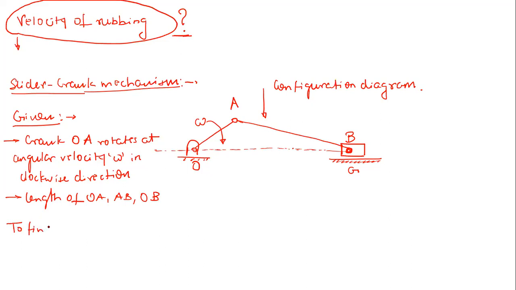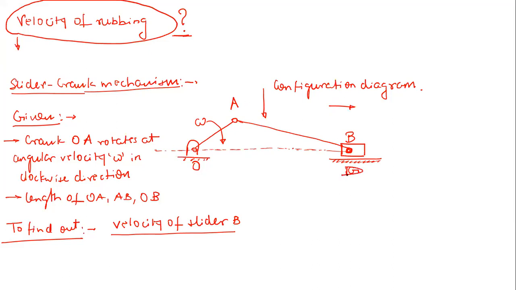Now, what we have to find out is the velocity of slider B. I'm not going to write down the entire steps. This is very easy. Just tell me from where we should start. First of all, what will be the vector equation? We are interested to find out the velocity of the slider. So what will be the vector equation? OA plus AB is equal to what?